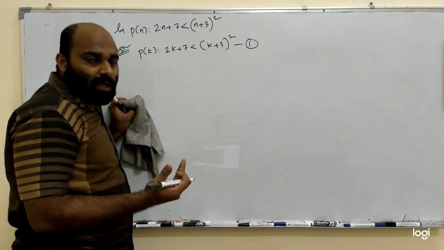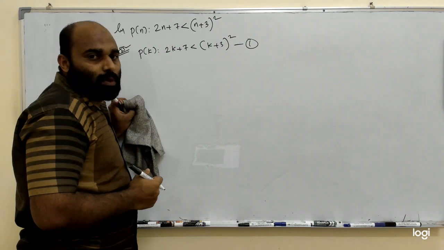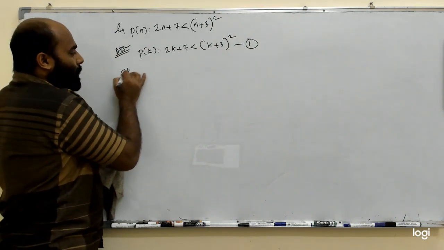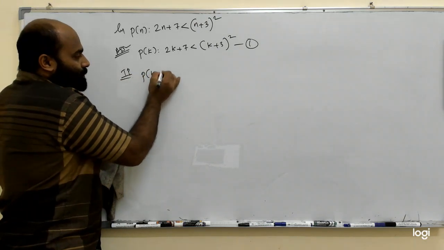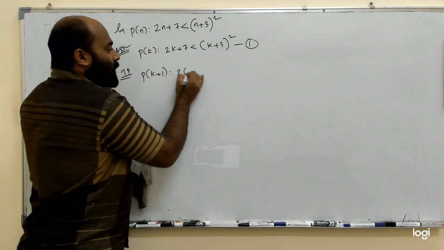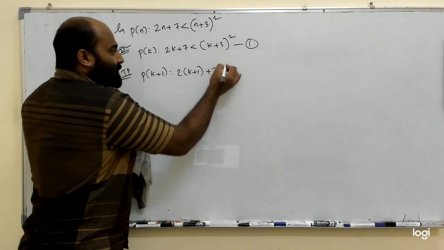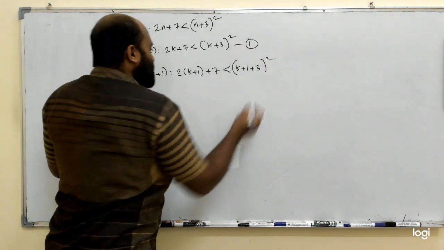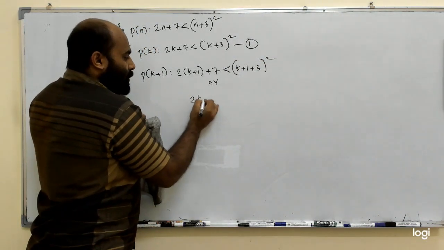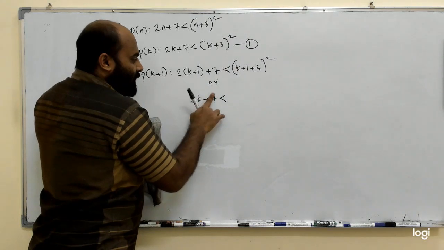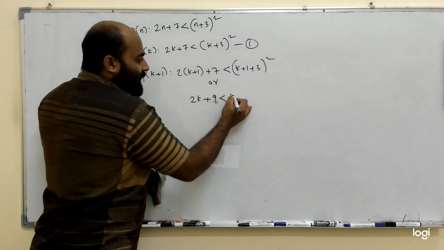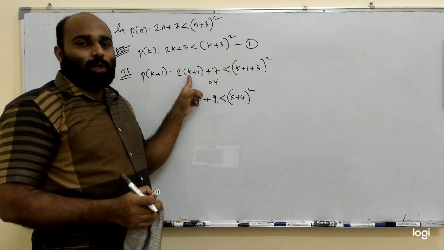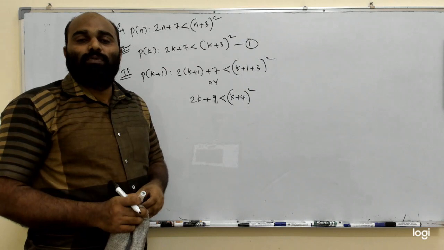Now we have to prove that P of k plus 1 is also true. That is, to prove P of k plus 1: 2 into (k plus 1) plus 7 less than, wherever k is there we have to replace it by k plus 1. So what we want to prove is 2k plus 2 plus 7, that is 2k plus 9, less than (k plus 4) whole square. Because 2 into k is 2k, plus 2 and 7 is 9. This we want to prove.